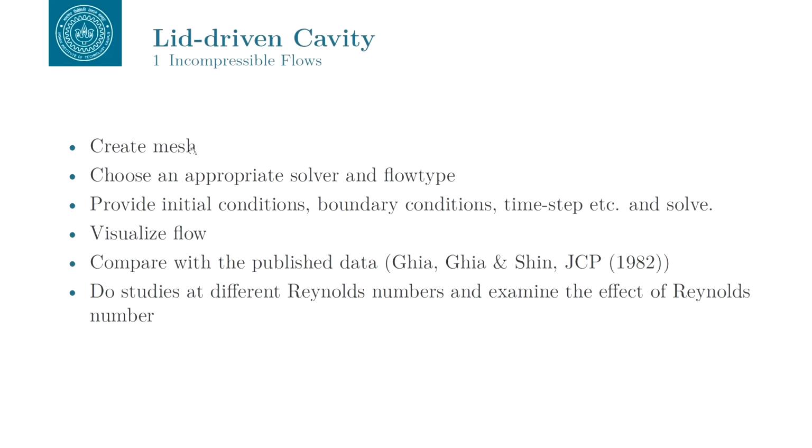Coming back to how we are going to solve this in OpenFOAM. We are going to decide how many grid points you want in x and in y, choose a solver and the flow type, meaning whether the flow is laminar or turbulent. The Reynolds number is very low here, 400, so we will choose the flow type to be laminar. No need to call in the turbulence model. Provide the initial condition, boundary condition, time step and so on. You can visualize the flow, compare with the data, and then do the study at different Reynolds numbers and find the effect of Reynolds number if you want.